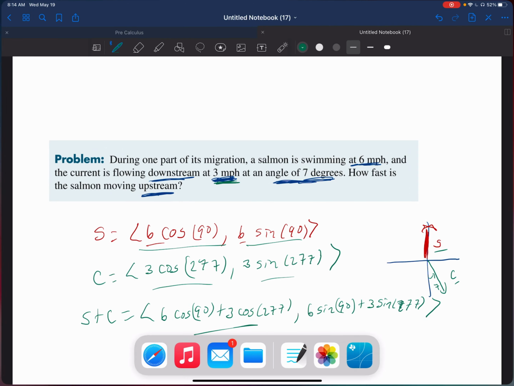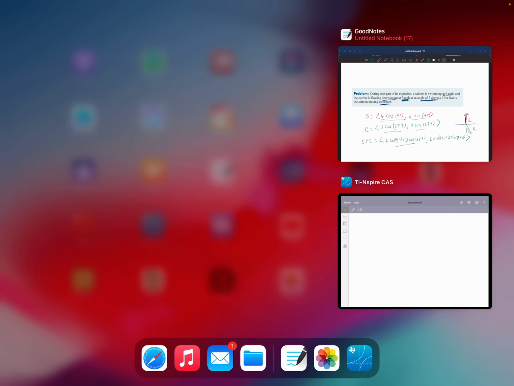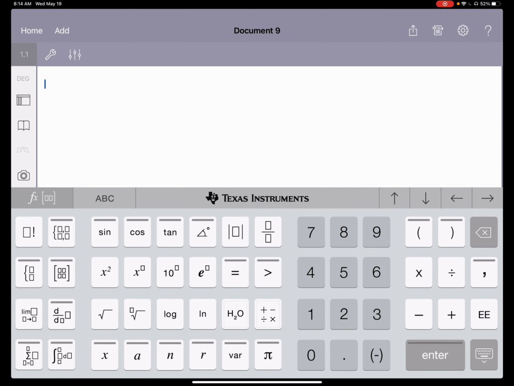Giving my new vector, so I'm just going to go to my calculator, make sure you are in degrees, which I am. So 6 cosine of 90 plus 3 cosine of 277. And then I'm going to get a decimal, and then I'm going to repeat the steps for the sine.